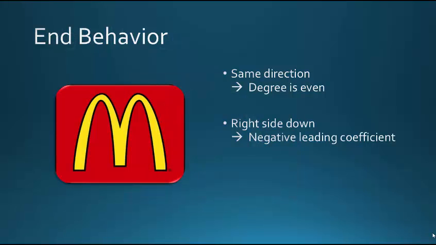First I looked at my end behavior. We see the two ends are going in the same direction, so that tells us that our degree is even. And we see that the right side is going in the downward direction, so we know we need a negative leading coefficient. If the right side was going up, we'd need a positive leading coefficient.